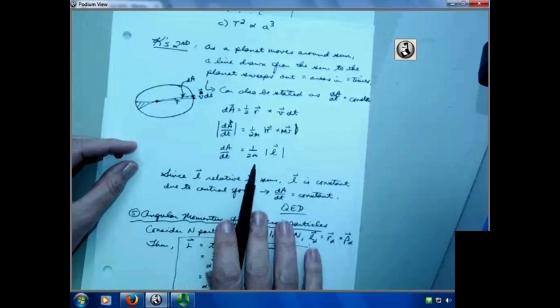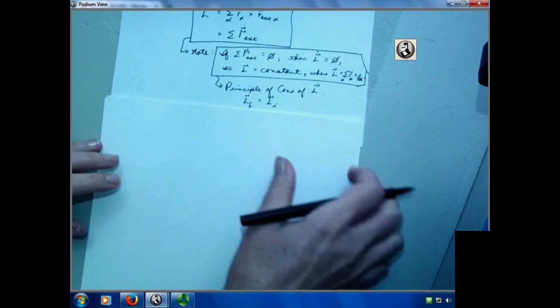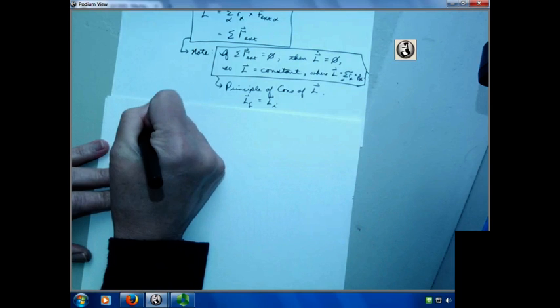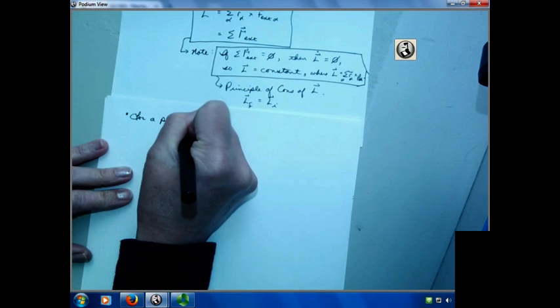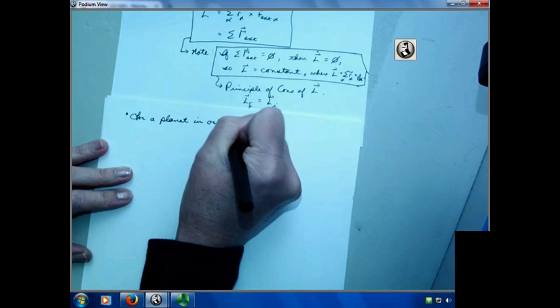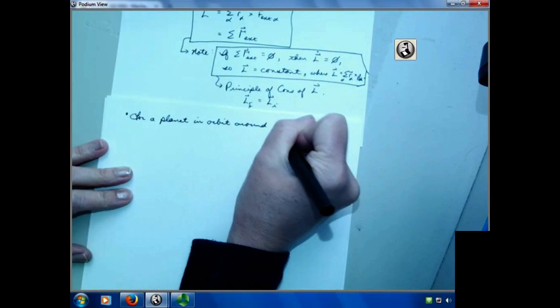Before I apply that, I want to sort of loop back a little bit to this whole Kepler's second law discussion that I made here. Because your book also includes another statement about Kepler's second law, and just for completeness, I want to go back and discuss that very quickly. So for a planet in orbit around a star, all right.